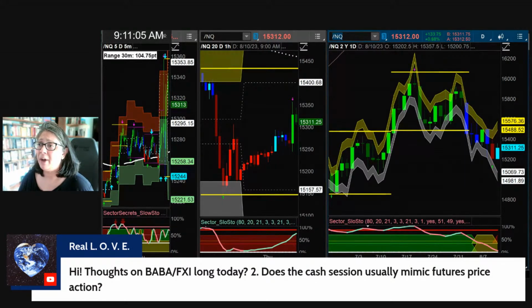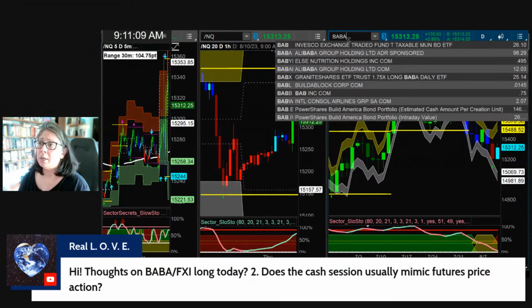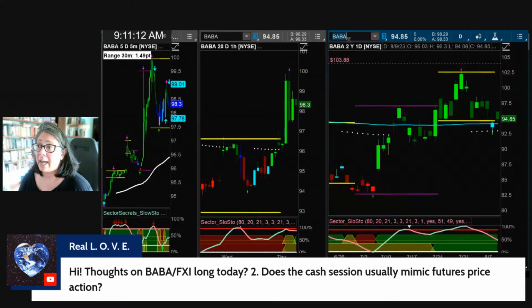Real asks, thoughts on BABA? Sure. Today, does the cash session usually mimic futures price action? For maybe the first few minutes, we can see an echo from the 8:30 action to 9:30, because remember, stock traders, ETF traders, options traders in both those asset classes could not express an opinion.